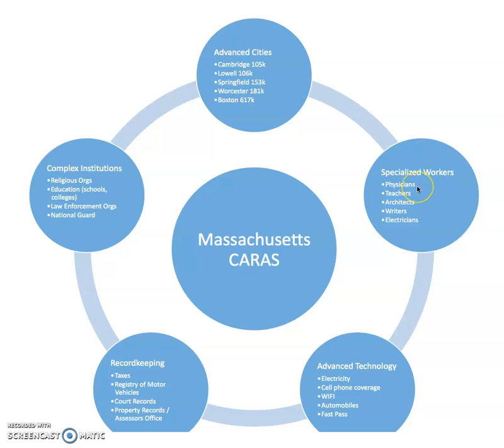So we have physicians, teachers, architects, writers, electricians. These are individuals that because they specialize, have a level of proficiency, they get good at their jobs, and it allows advancements within those jobs and allows civilizations to advance and to progress.